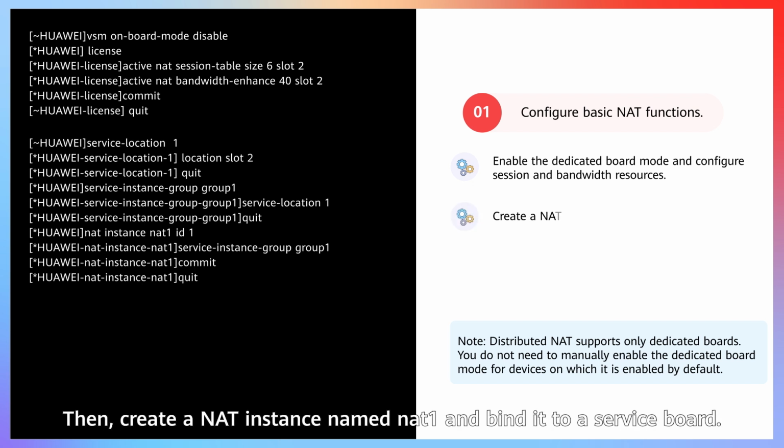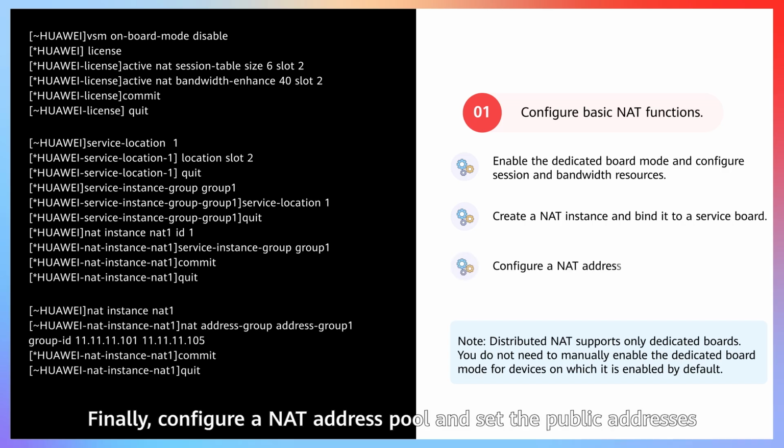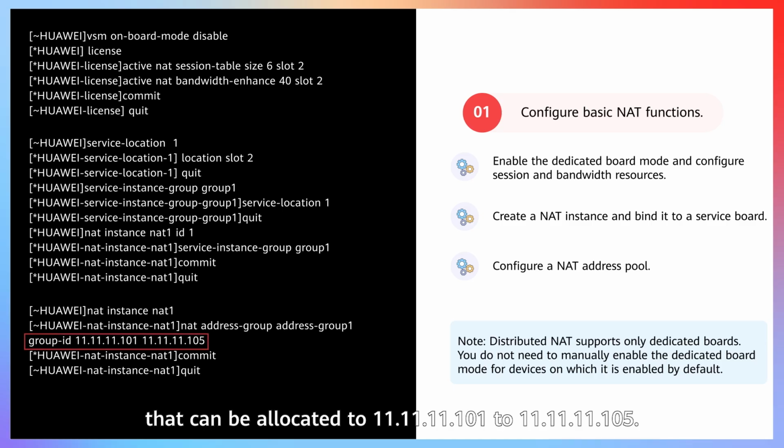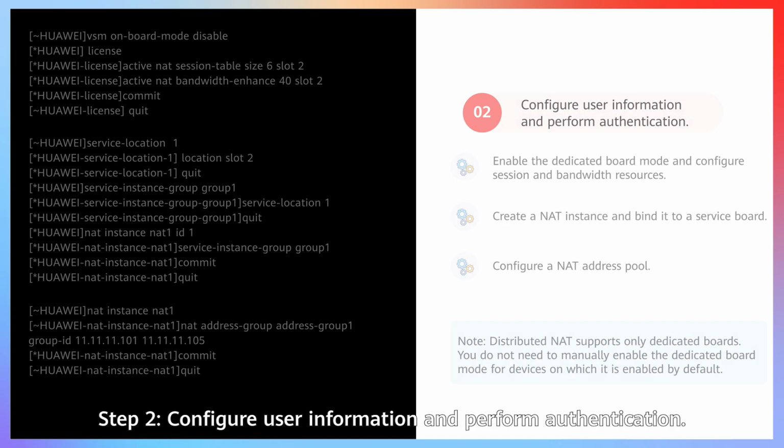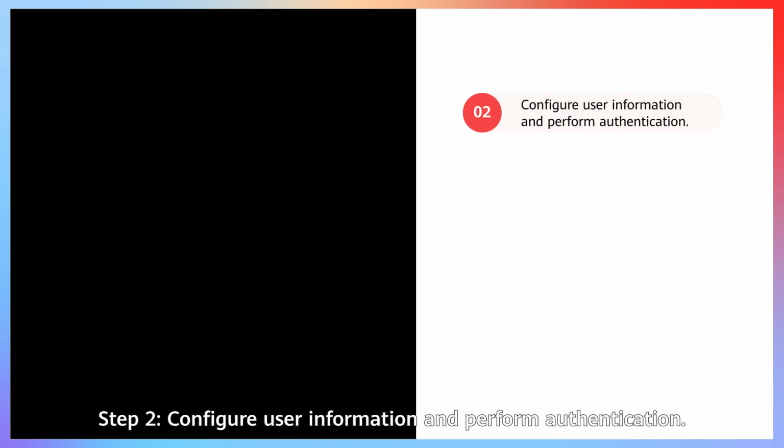Then, create a NAT instance named NAT1, and bind it to a service board. Finally, configure a NAT address pool, and set the public addresses that can be allocated to 11.11.11.101 to 11.11.11.105.